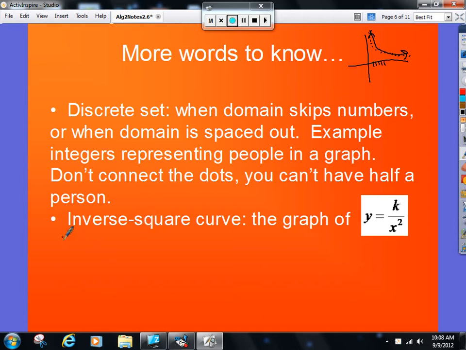Okay, now the next thing we're talking about is not just the inverse, the hyperbola. We're going to talk about an inverse square curve. It's different than a hyperbola, but it's very much related. This is going to be the graph of y equals k over x squared.